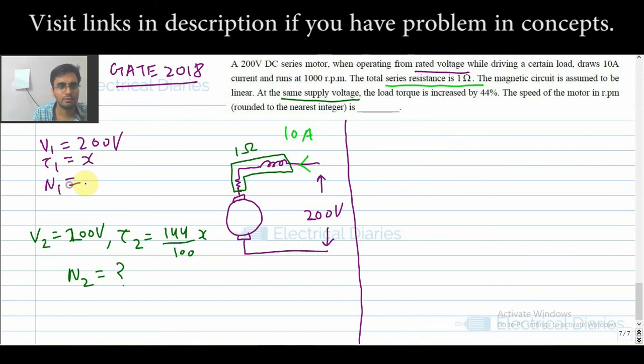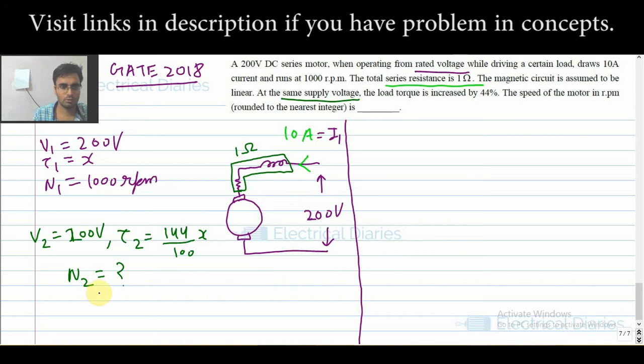N1 was given to us as 1000 rpm, and the current I1 was also given as 10 amps. So all these things are given, and this is a DC series motor. Now he is asking us to find the speed of the motor. So I have told you that it is the question of finding speed, and it is a series motor.